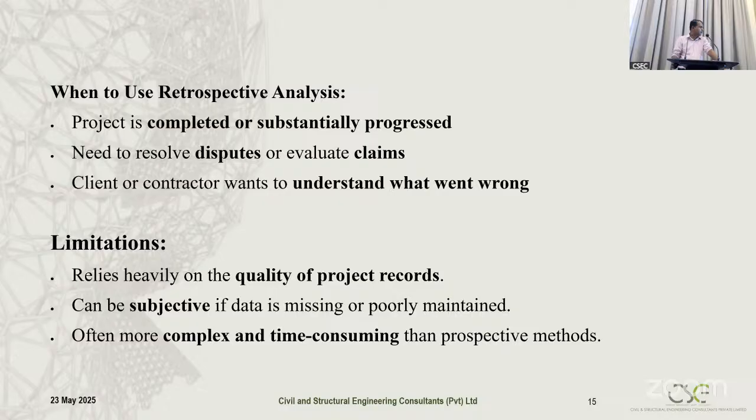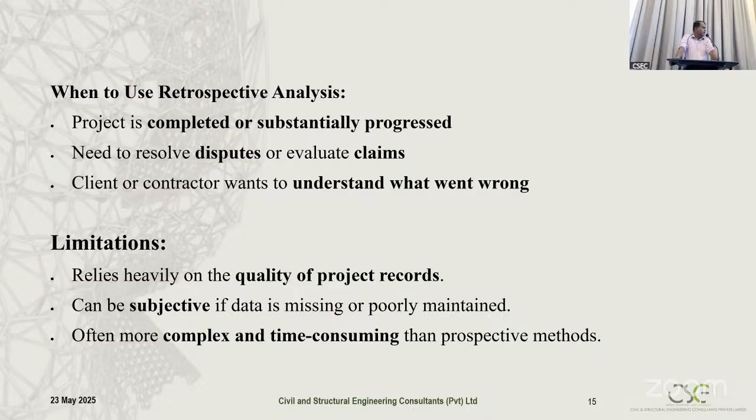Also, we have some limitations while using these retrospective methods. We rely heavily on the quality of project records. If we don't have records in a perfect manner, we cannot use this method. That's why we normally instruct all the project stakeholders to keep records in a proper manner. This method can be subjective if data is missing or poorly maintained. If we don't have the data, sometimes we assume and provide some input, so that may be subjective.